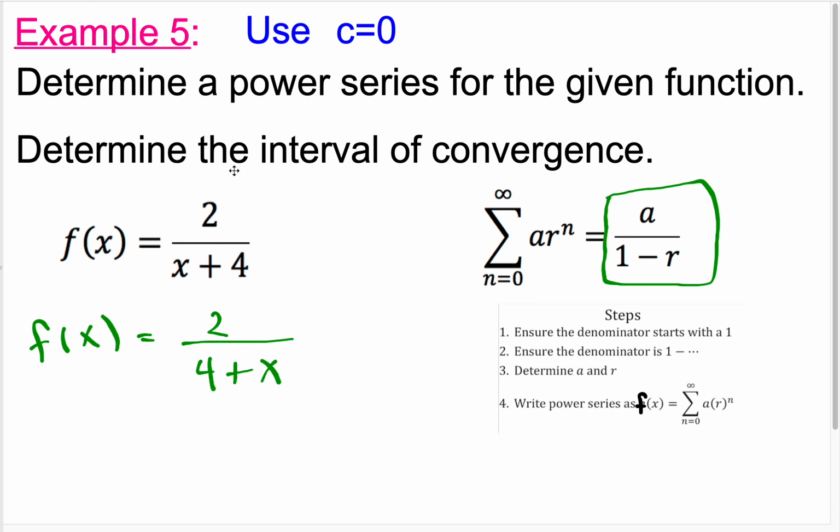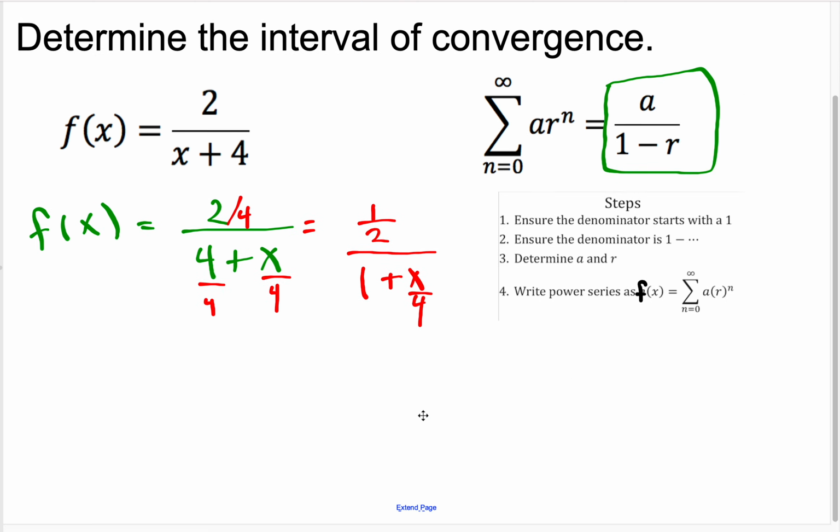Now we have to ensure that the denominator starts with a 1. We're still in step 1. Well, how do I turn the 4 into a 1? I have to divide everything by 4. By doing that, we get 1/4 over 1 plus x over 4.